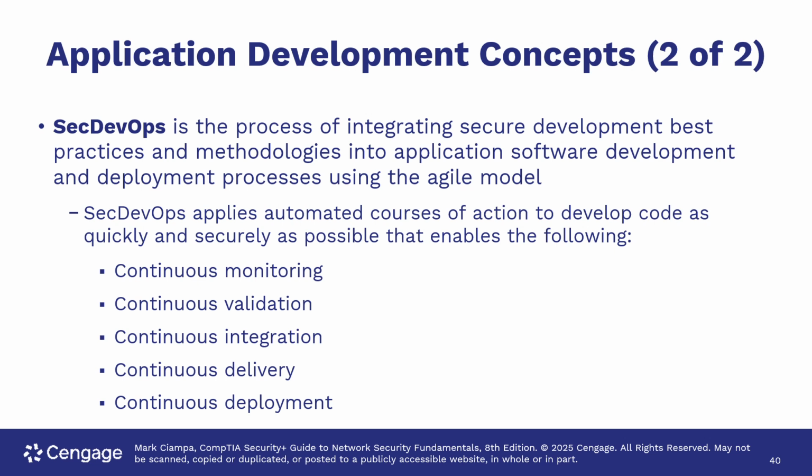Secure DevOps, or SecDevOps, is the process of integrating secure development best practices and methodologies into application software development and deployment processes using the Agile model. SecDevOps applies automated courses of action to develop code as quickly and securely as possible that enables the following. So you have continuous monitoring, continuous validation, continuous integration, continuous delivery, and continuous deployment.